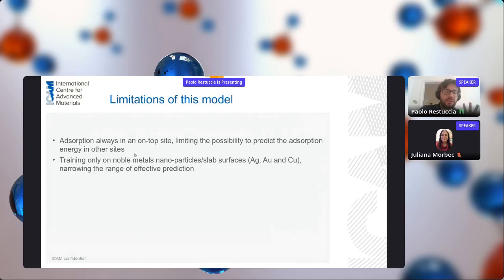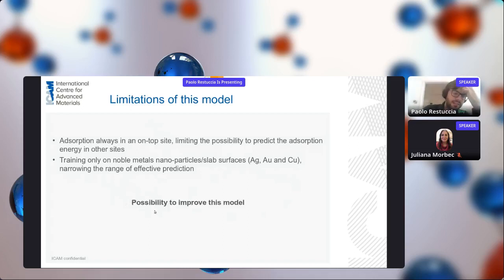They created this model in a way that they only consider the adsorption in the on-top site. This, of course, limits the possibility to effectively predict the adsorption energy in other adsorption sites, which sometimes is very important because the adsorption energy can be lower in other adsorption sites rather than the on-top. Also, the training is performed only on noble metal nanoparticles or slab surfaces, so in this case just silver, gold, and copper. And this, of course, narrows the range of effective prediction. As an example, you are not considering transition metals.